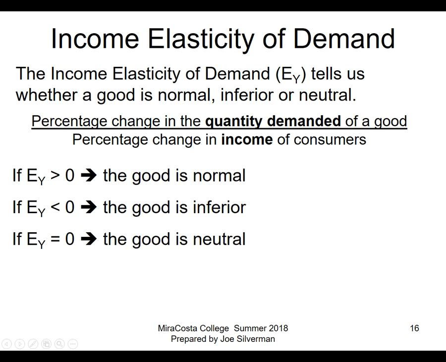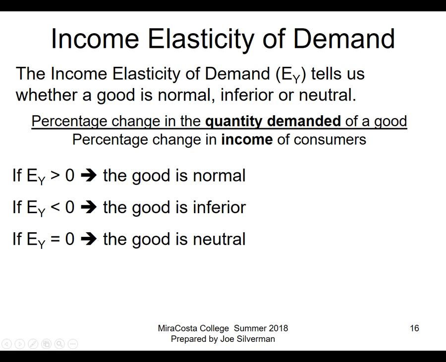If you're going to calculate, and by the way, you don't have to do it on the exam per se, I'm just letting you know, there will be a price elasticity of demand calculation on the exam, but not an income elasticity of demand calculation. If you're calculating the income elasticity of demand, that's the percentage change in quantity demanded divided by the percentage change in income. If you come up with a number that's positive, meaning as your income goes up, the quantity demanded of the good goes up, then that good is a normal good. It's something that people consume more of as their income goes up.